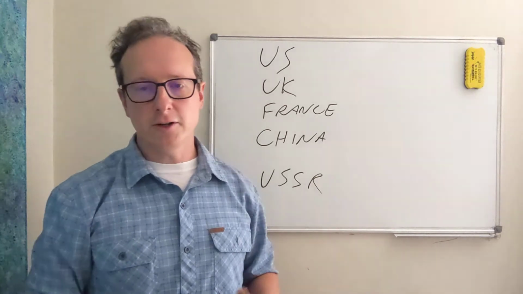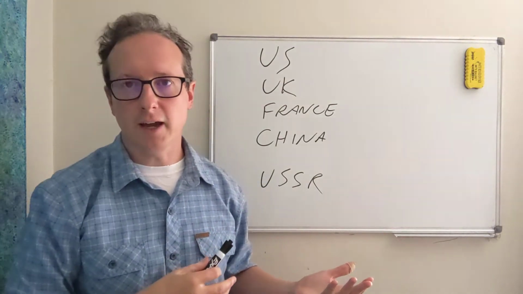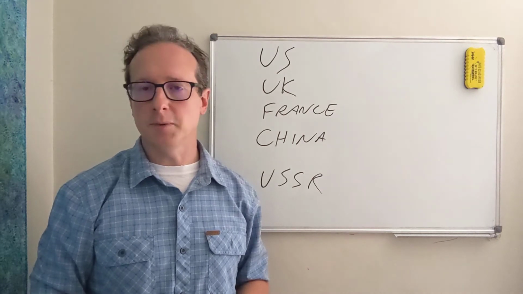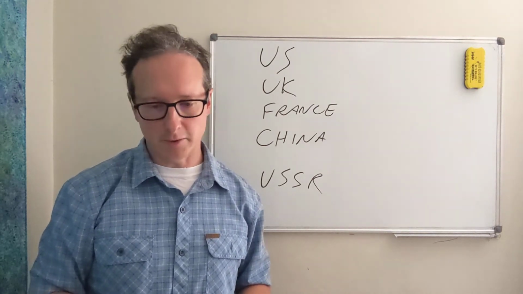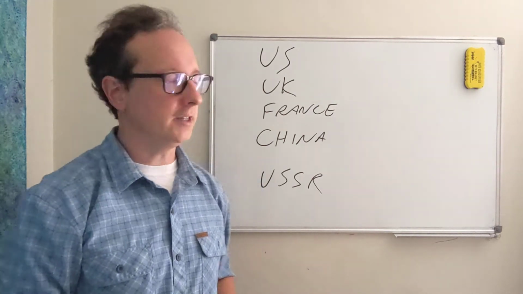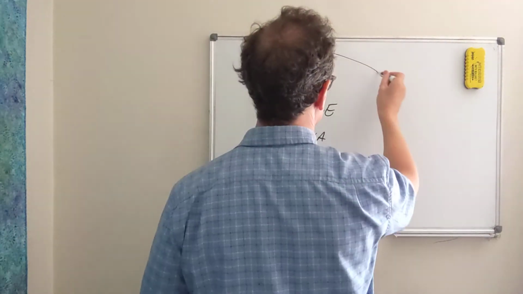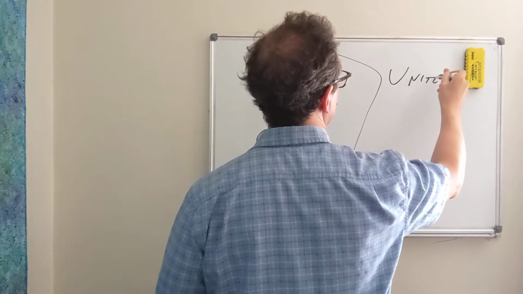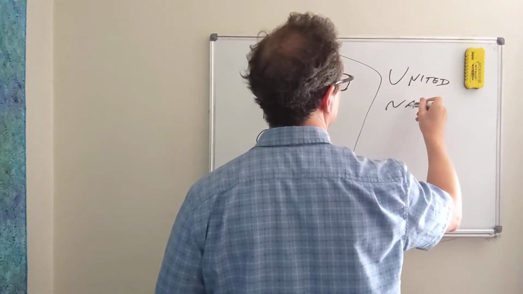So these five countries did many things after World War II. But one of the things they did that was very important is become the five permanent members of the UN Security Council. United Nations.